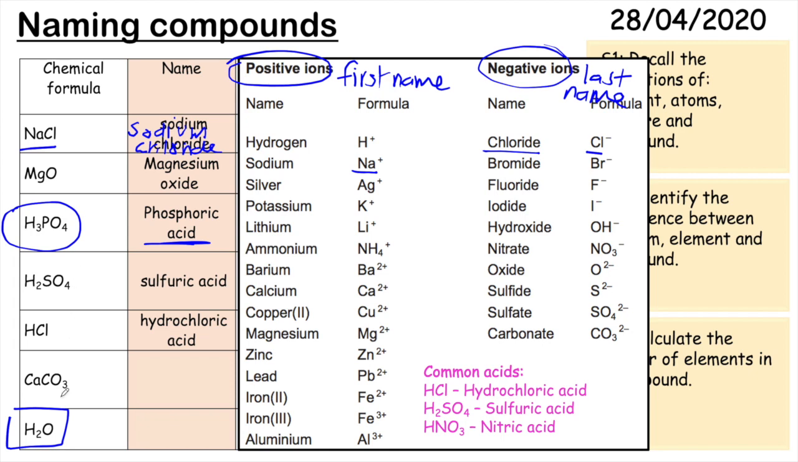Right, let's have a look at this one here. So it's first name. You've got this Ca here. Look down the first name column, Ca. So its first name is calcium.